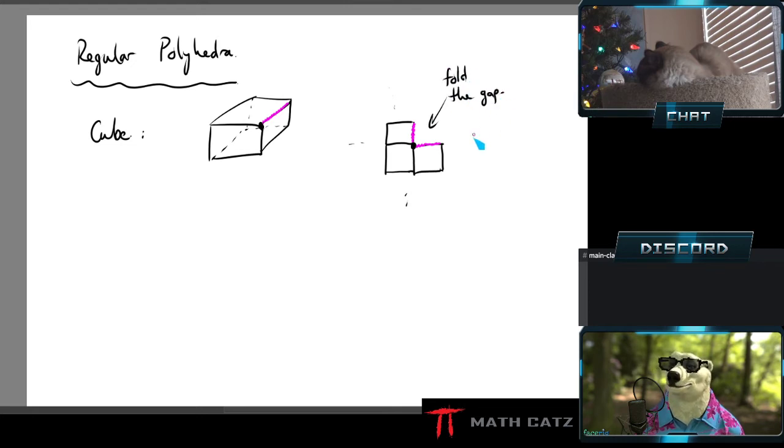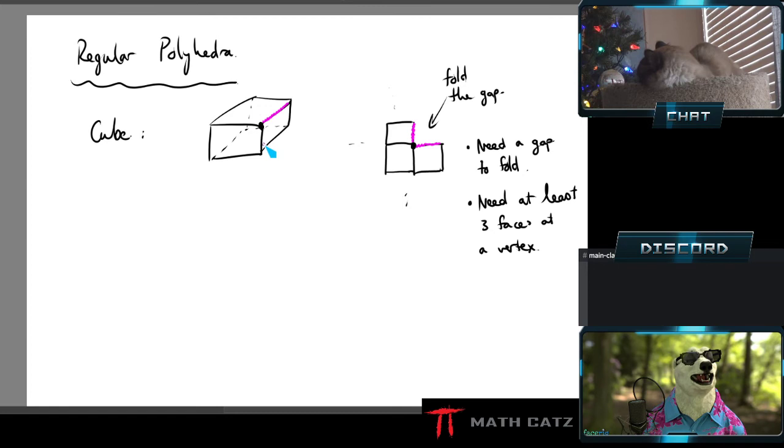I need a gap in two dimensions when it's laid out flat. I need this gap so that I fold it in and create this three-dimensional shape. So first of all, I observe that I need a gap for the folding to work successfully. And I also realize that I'm going to need three of these square faces. If I just have two faces, that's impossible. In my net here, I'll need at least three faces at a vertex.